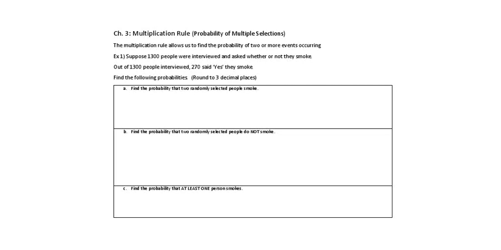So let's say 1,300 people were interviewed and asked whether or not they smoke. Out of 1,300, 270 people said yes. So here's our first question. Find the probability that two randomly selected people smoke.